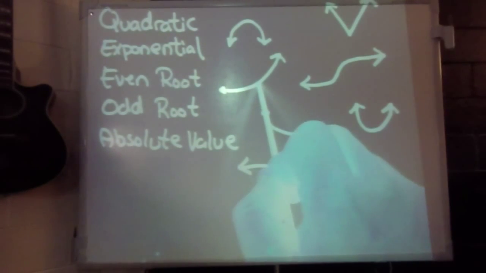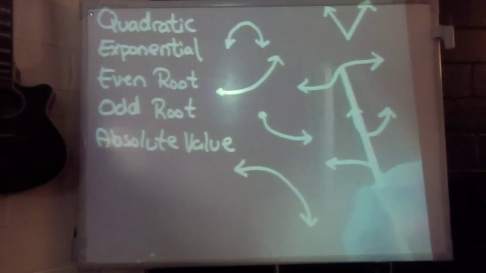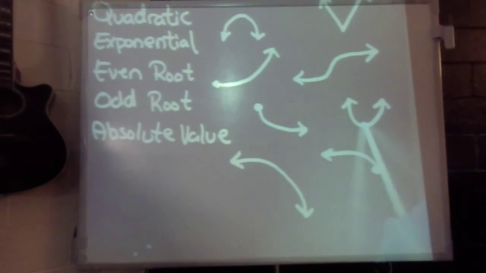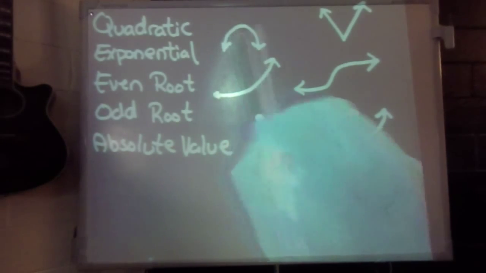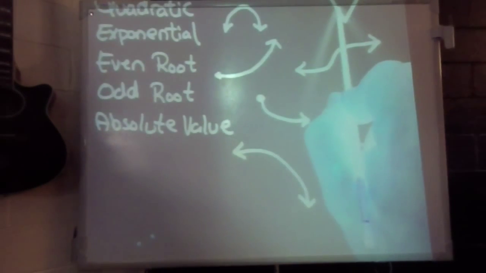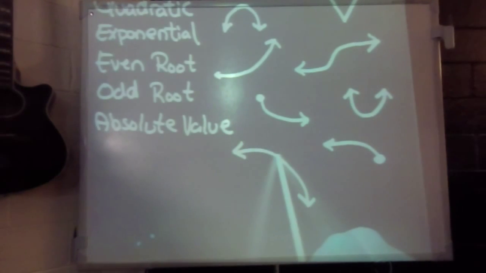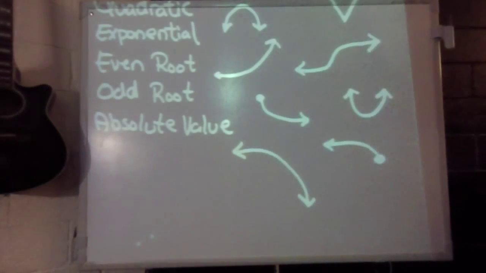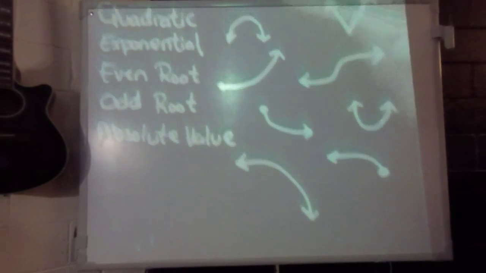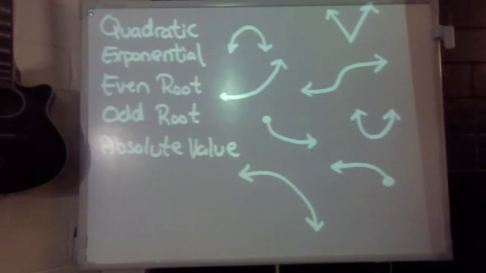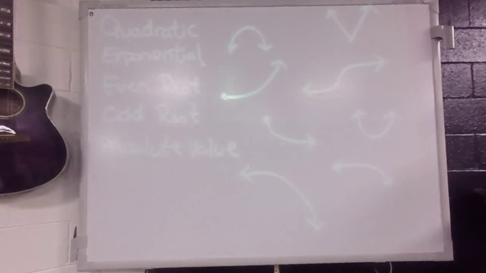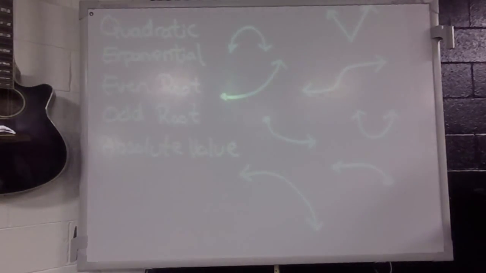This one right here, odd root. This one, quadratic. This one, absolute value. This one, an even root, and then this one, exponential. So that's what we're looking at. So just know what they are, and these are the possible shapes. There are 5 different things to choose from: even roots, odd roots, absolute value, exponential, or quadratic. So just match them up. Should be fairly easy.